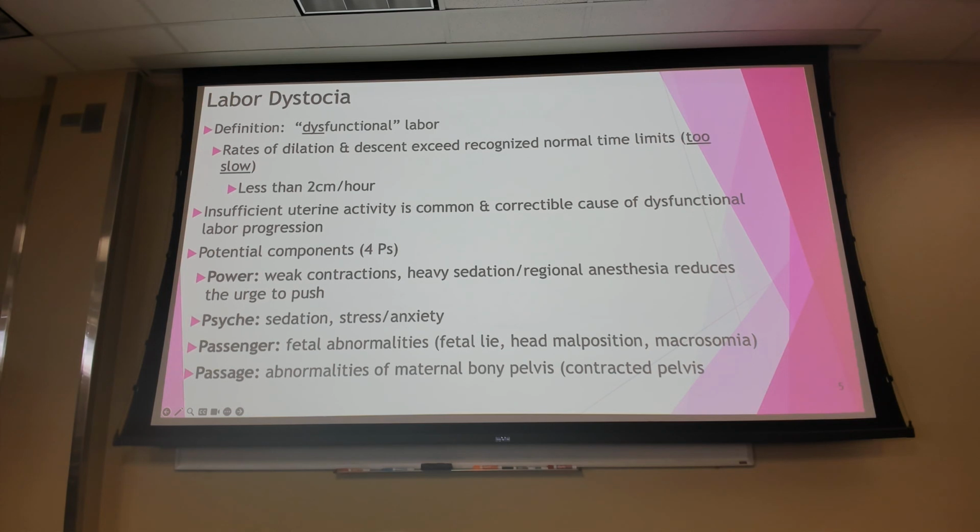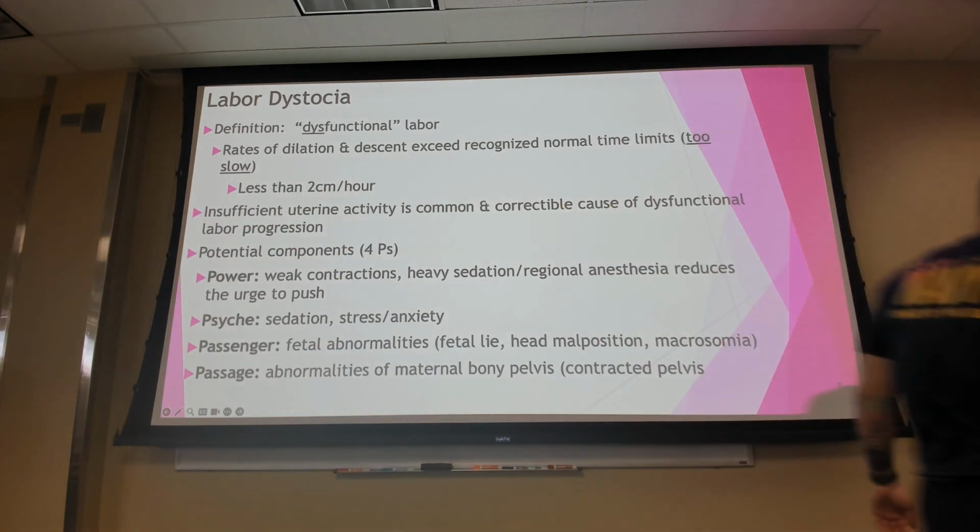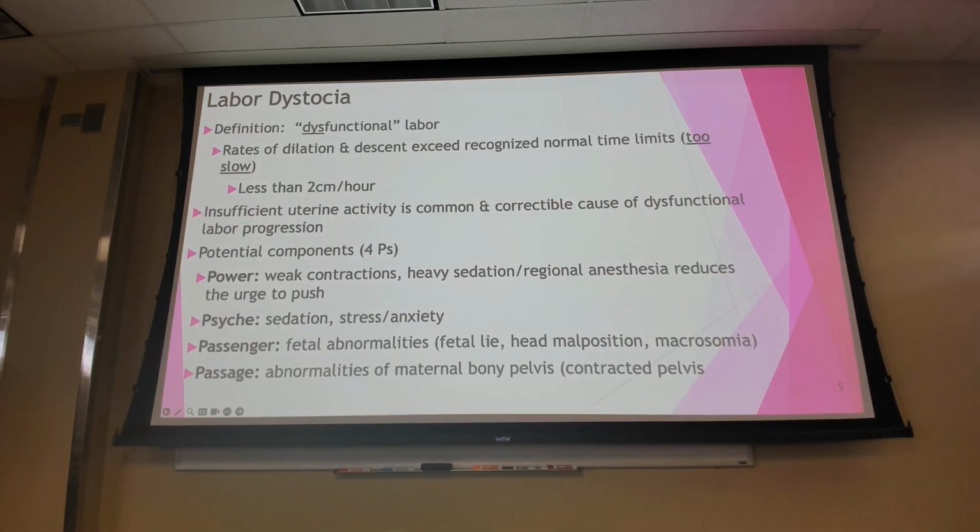And maybe it's macrosomia. So maybe the baby is diabetic and the baby is large, and so the baby is not descending down into the birth canal. And then passage. Passage is the maternal bony pelvis. Especially if mom has some sort of injury to her pelvis, maybe the pelvis is contracted, and so they don't have the inlet for the baby to come through, it's not as large, and so that could be a cause of this as well. And essentially, baby is not descending down, or if the baby did descend down, the laboring process is not continuing like we should at 2 centimeters or more.